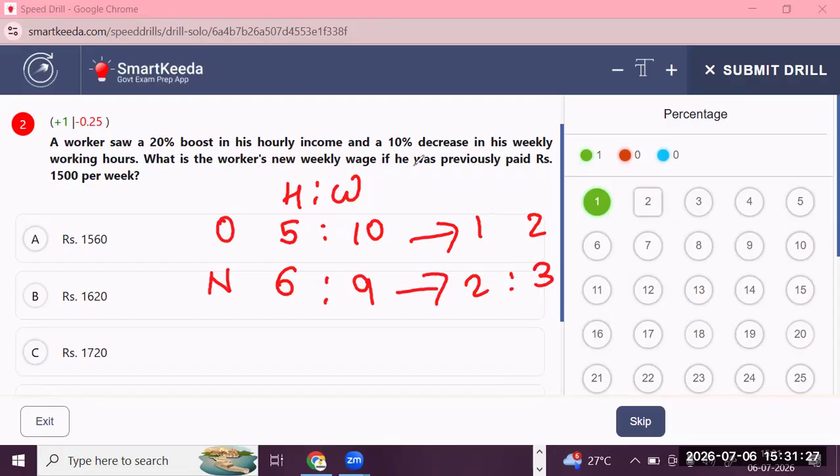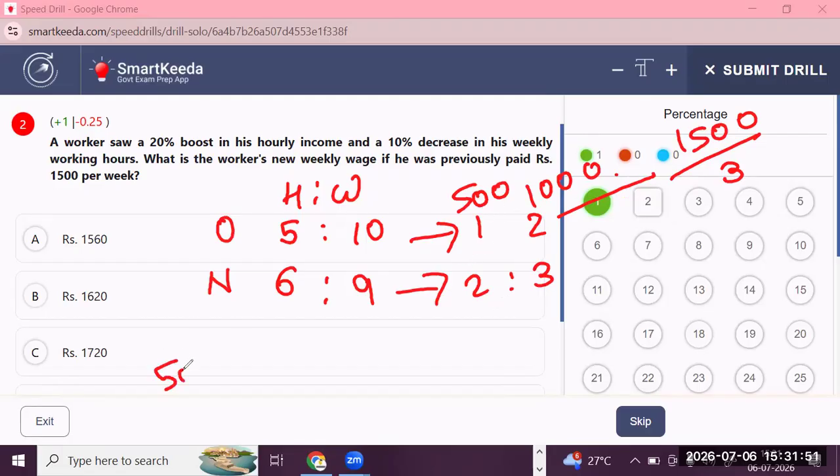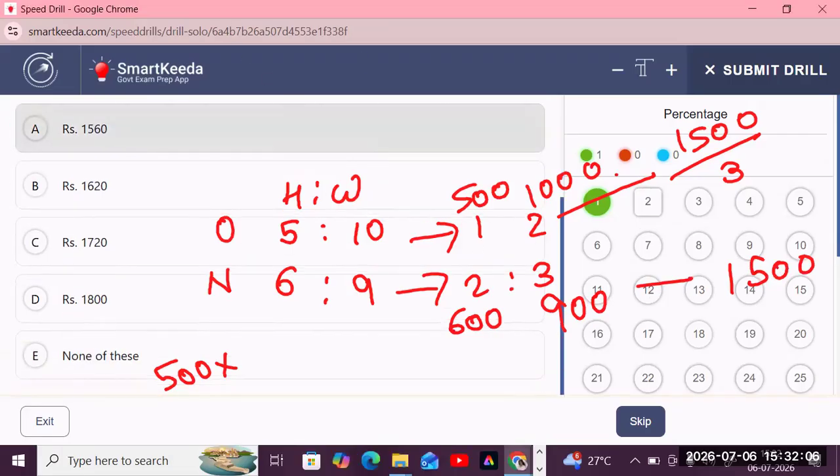What is the worker's new weekly wage if he was previously paid 1,500 per week? तो इसको मल्टीप्लाई करेंगे 500, सो 500 और ये 1000, परसेंटेज इंक्रीज जो हुआ है 500, 6/5, ये 600, ये 3 है तो ये 900। तो what is the wage of the new workers? It is 1500, I think, 1500.